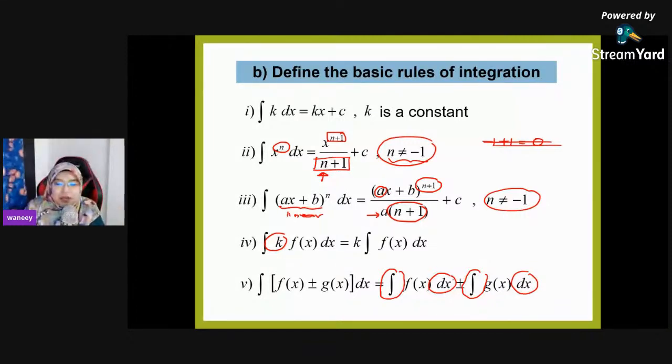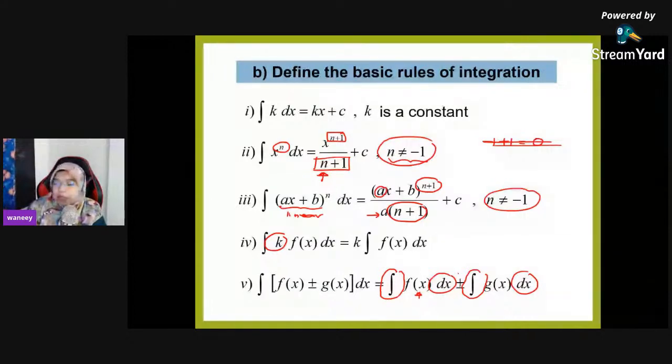So sometimes we don't write down dx. It actually corresponds to this variable. Kalau kat sini variable dia z, then dz lah. Variable dia y, dy. Variable dia t, dt and etc. So you need to always follow the variable.